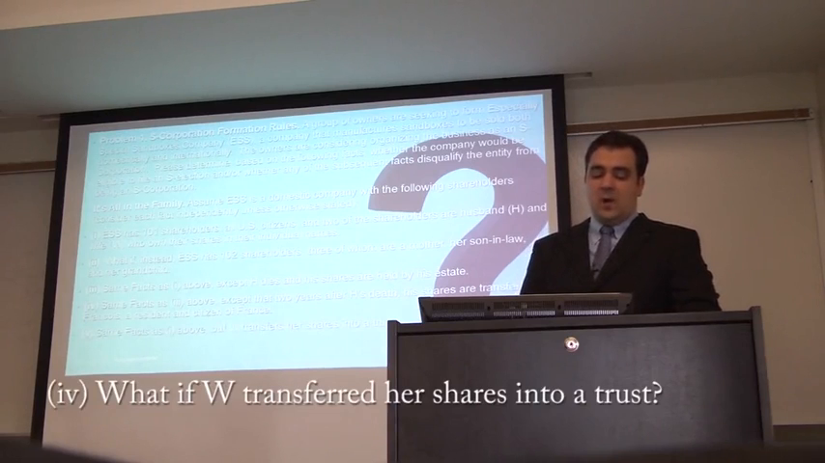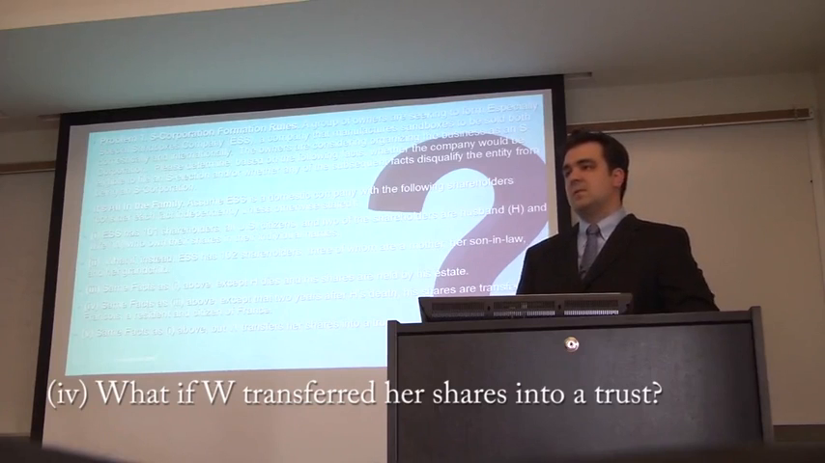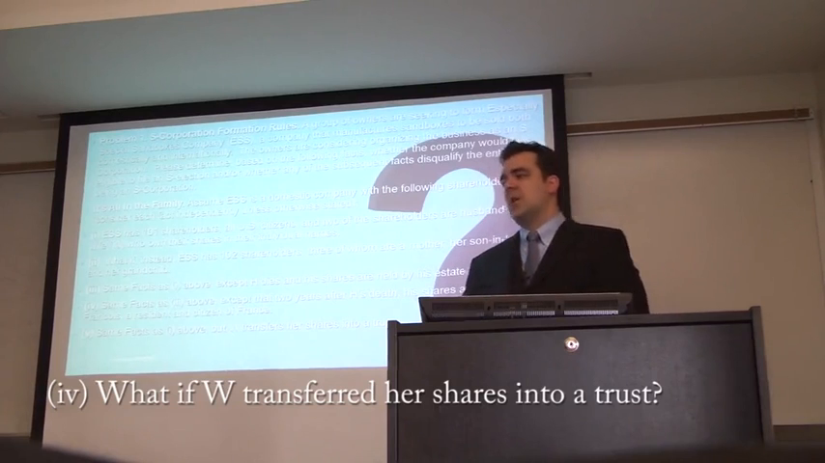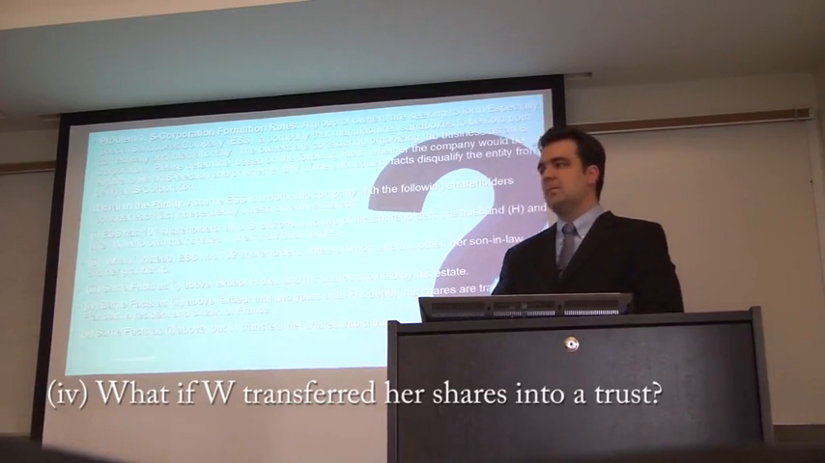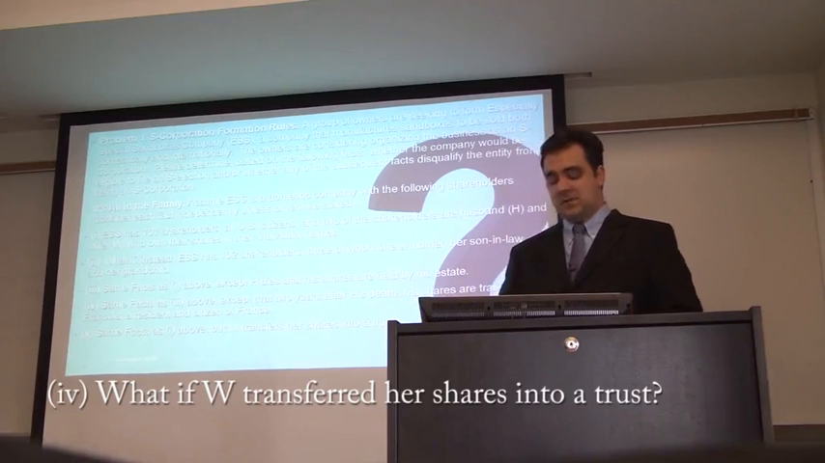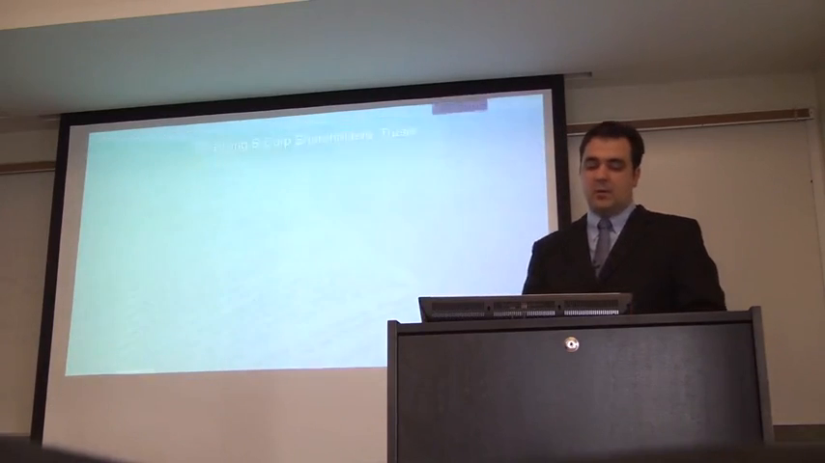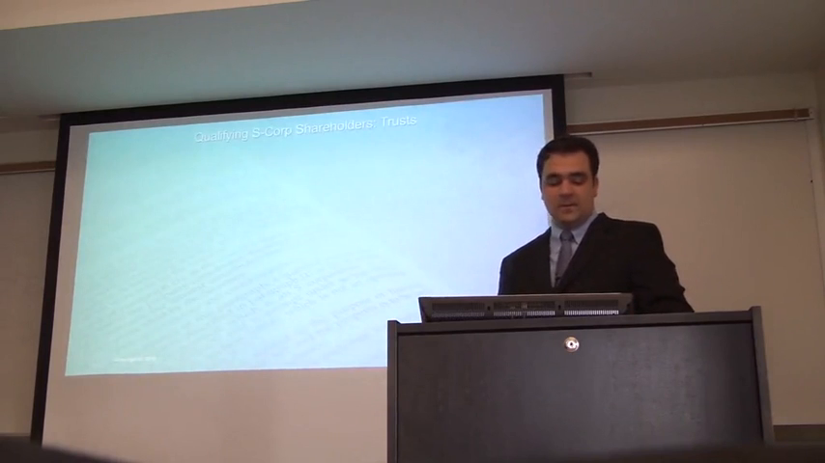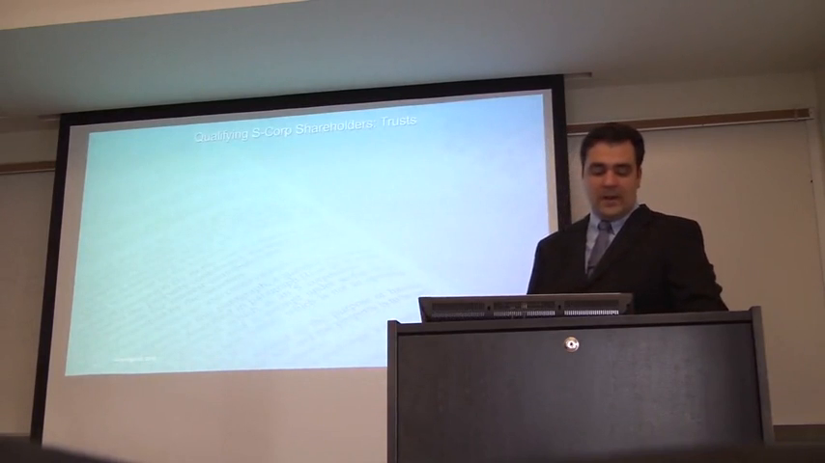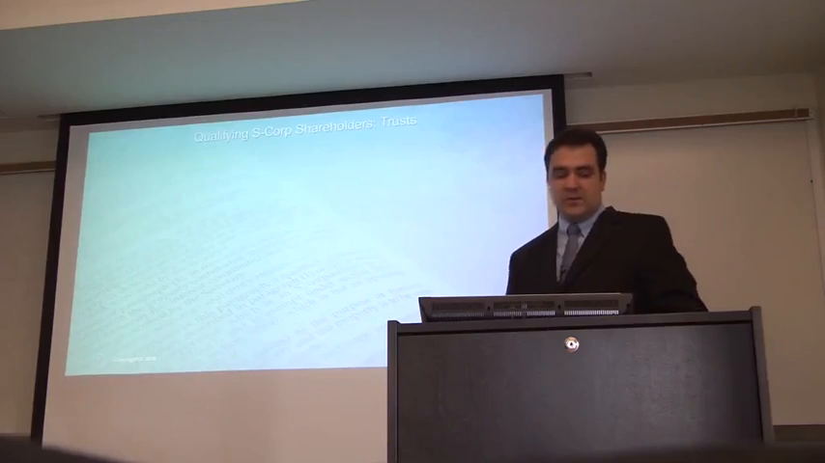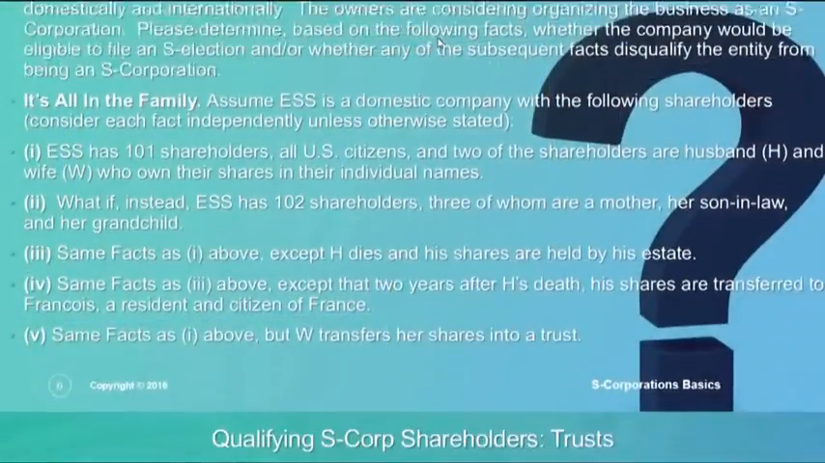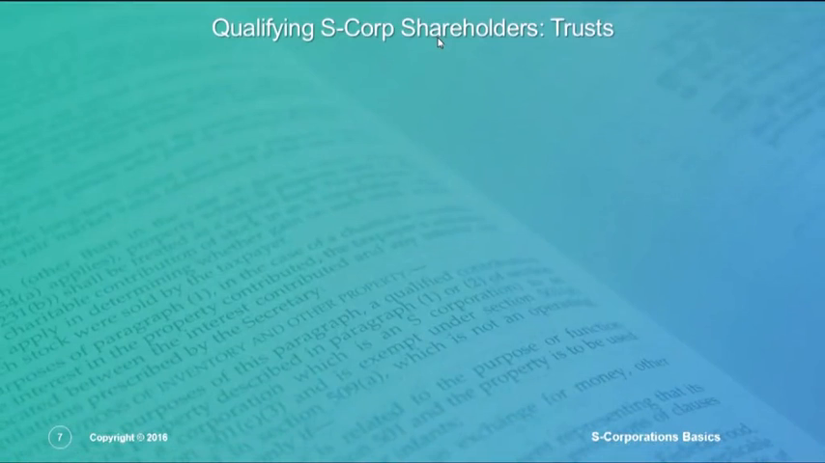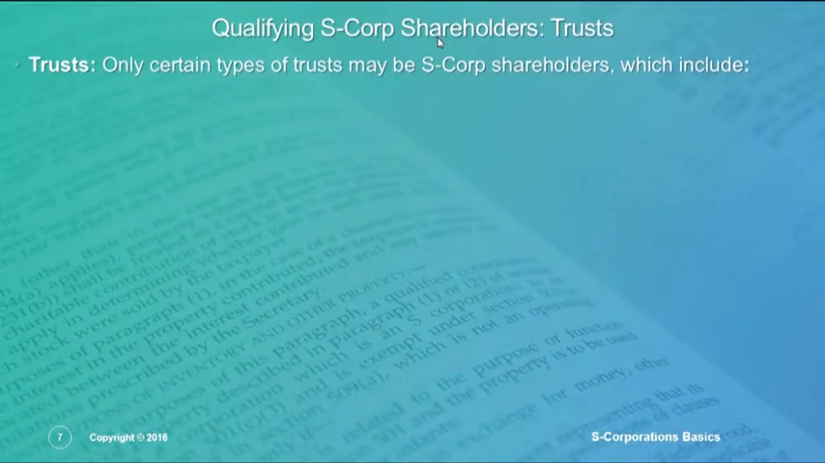5, same facts as 1 above, but W transfers her shares into trust. So what did we say about trusts before? In certain instances, trusts are a problem. In certain instances, they're not. So let's actually take a look at the requirements for trusts for a bit here. Qualifying S-corporation shareholders that are trusts, there are special rules for these. So let's go through. Only certain types of trusts may be S-corp shareholders, which include the following.